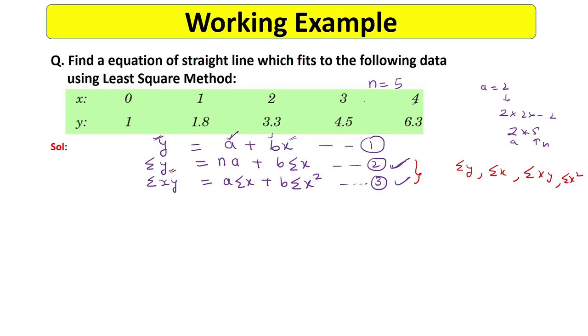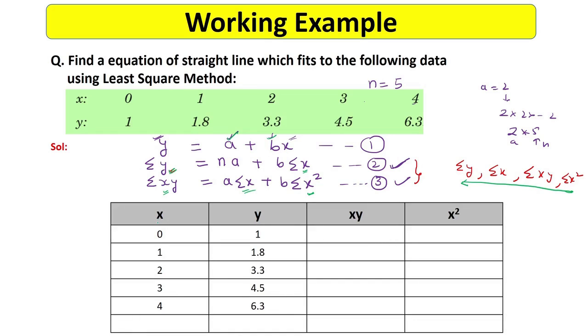So the next step is we are seeing that there are many summations: summation of y, summation of xy, summation of x, and summation of x square. So all these 4 summations we have to actually find. We have to find the values of all these 4 summations, so that we can actually find the values of a and b. So let's see how we can do that.